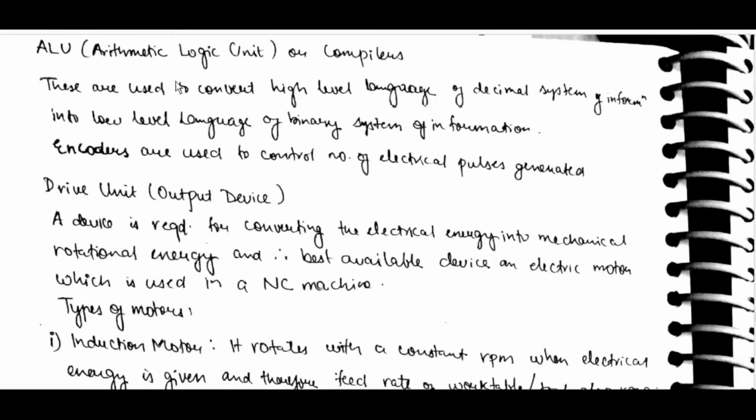ALU, arithmetic logic unit, or compilers. These are used to convert high-level language, the decimal system of information, into low-level language of the binary system of information. Encoders are used to control the number of electric pulses generated.